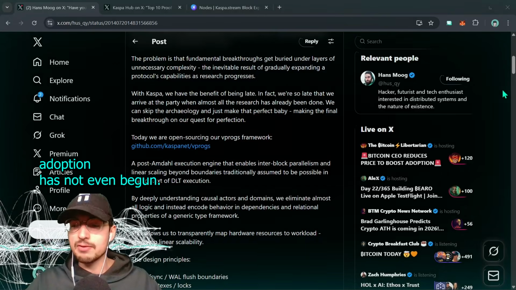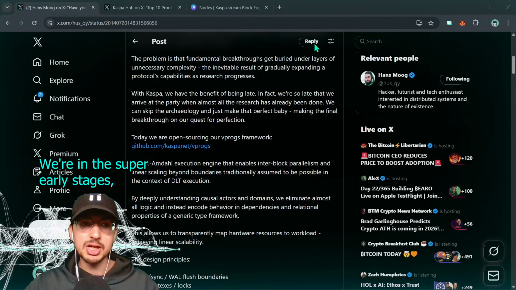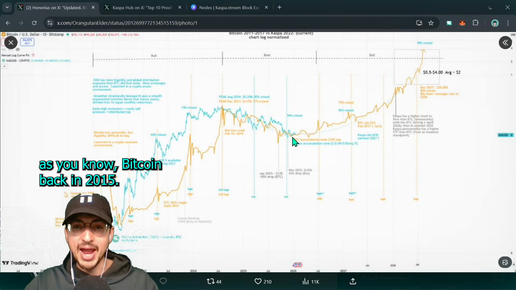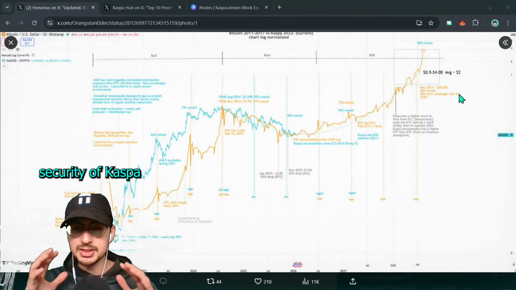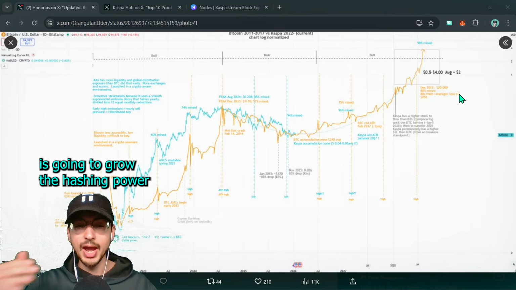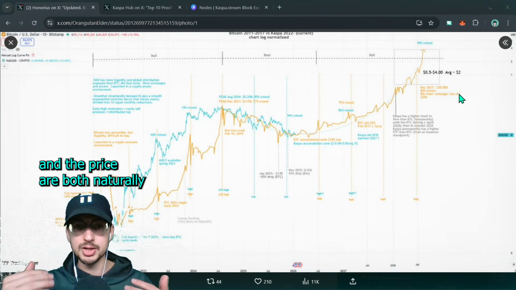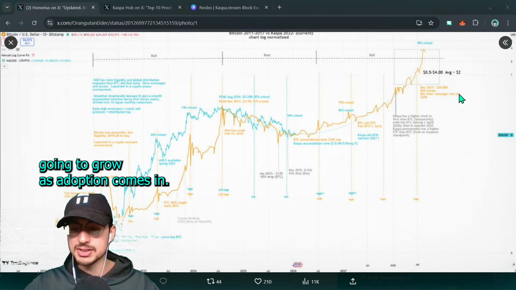Adoption has not even begun. We're in the super early stages, as you know, like Bitcoin back in 2015. This is about where we are right now. So fundamentally, the security of Kaspa is going to grow. The hashing power for Kaspa and the price are both naturally going to grow as adoption comes in.